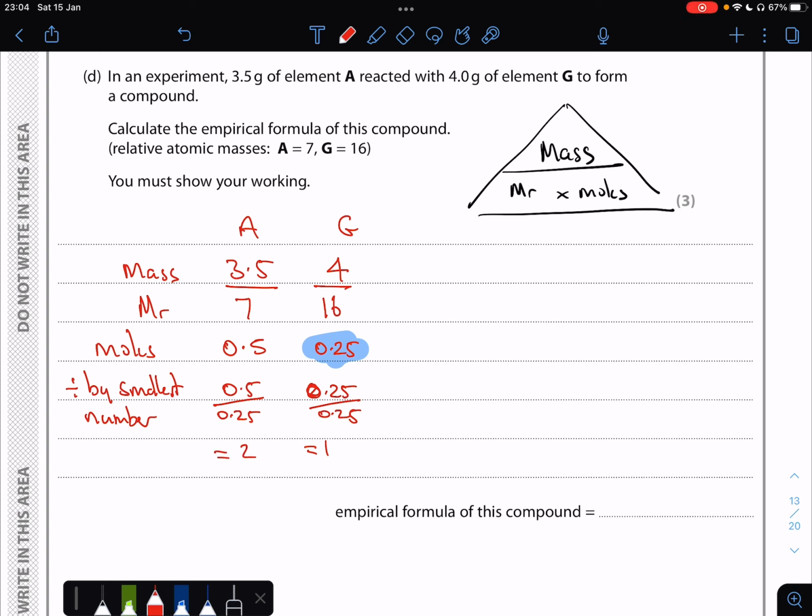So my empirical formula is A2 and then G1. So let me just write that down for you. A2, G, I don't need to put the 1 in. There's my answer.